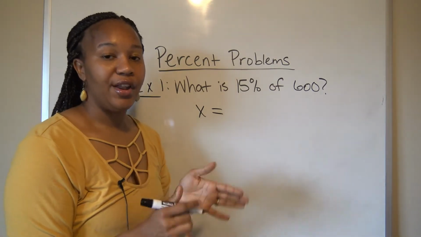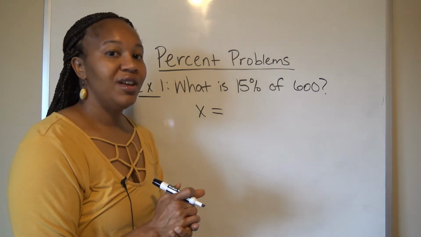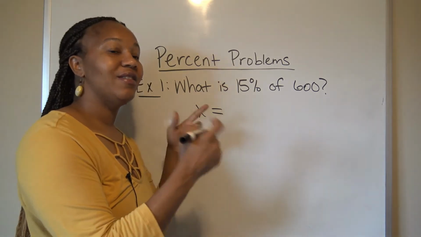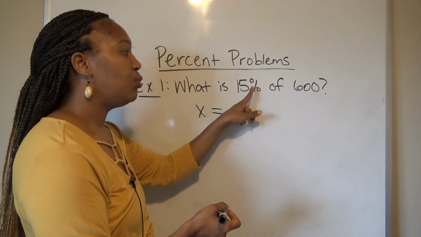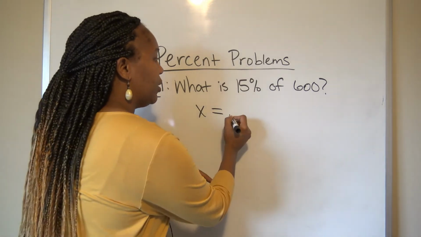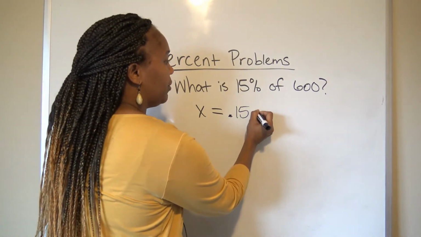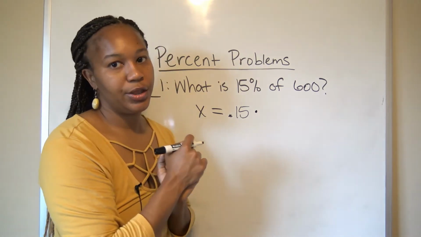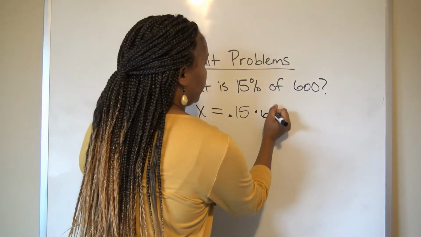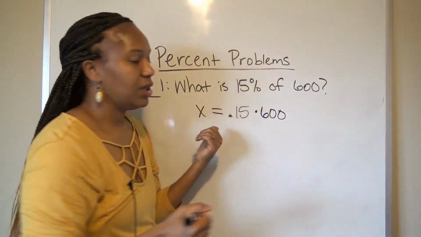And remember, how do you convert a percent to a decimal? Think of Beyonce, to the left, to the left. So the decimal is here. You move it to the left 2 times, which makes it now 0.15. Of means multiplication, so I'm going to put a dot there so that I won't think it's another X. And then 600.